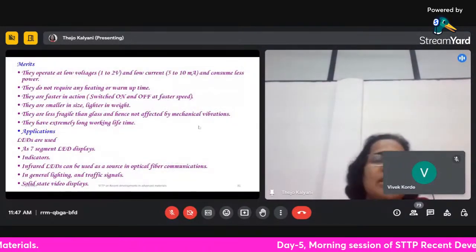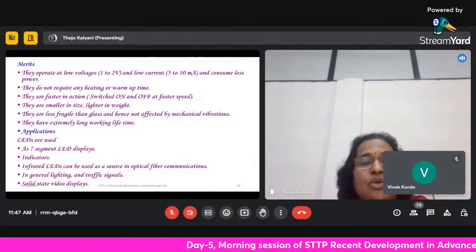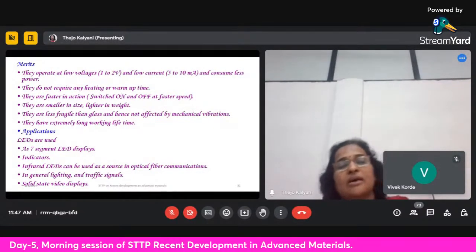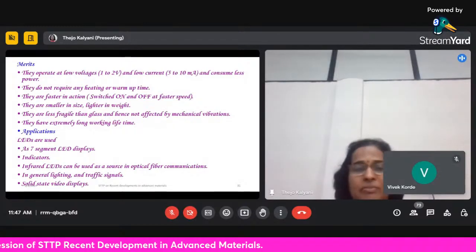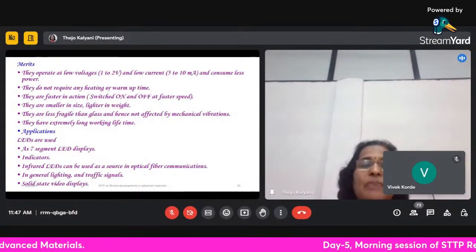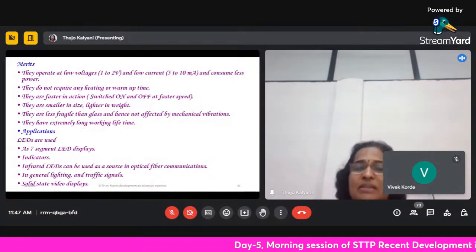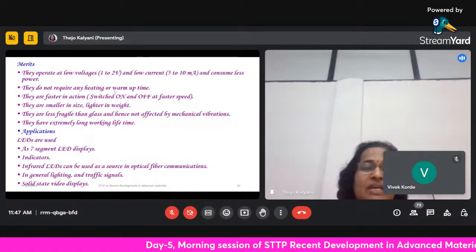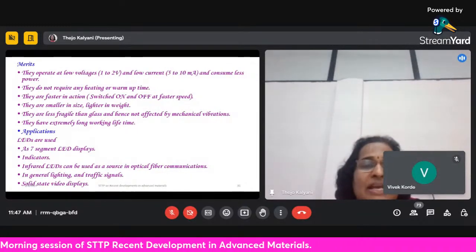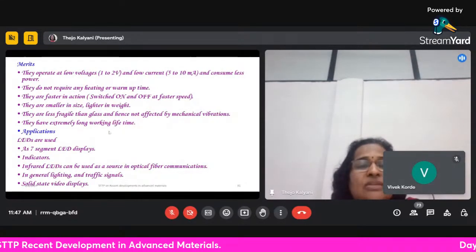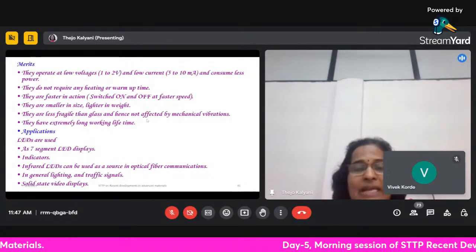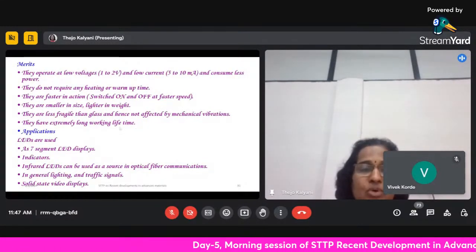So now let us go for the merits. As I said, they can be operated at very low voltages. They don't require any heating or warm up time, because as you can see in tube lights, they take time to warm up and then they flicker for some time and then turn on. But that's not the case with LEDs. They are faster in action. They can be switched on and off very fast. They are smaller in size. They are even lighter in weight. So they are less fragile than glass, and they're not affected by any mechanical vibrations. The lifetime is going to be more for that.